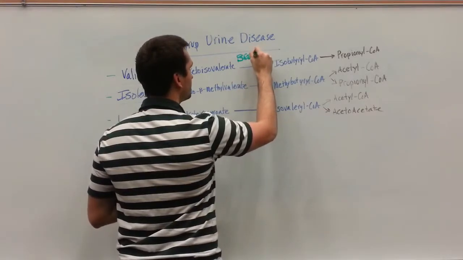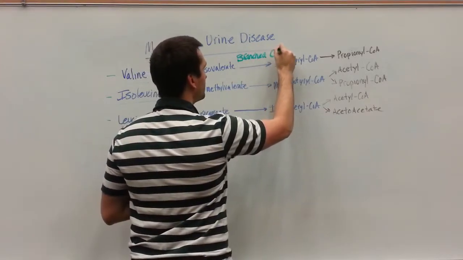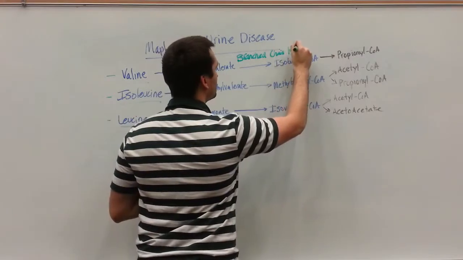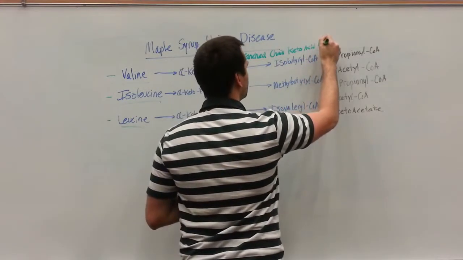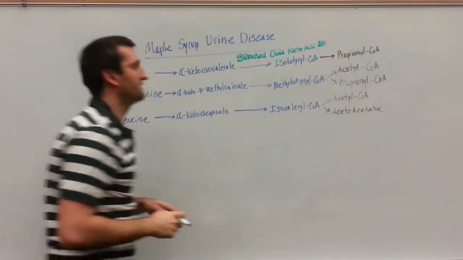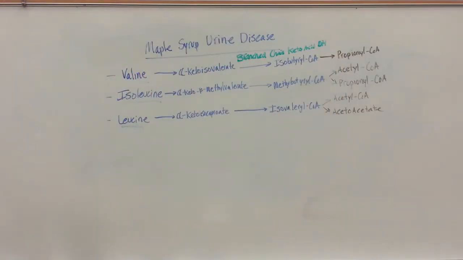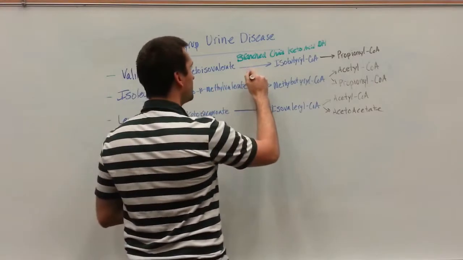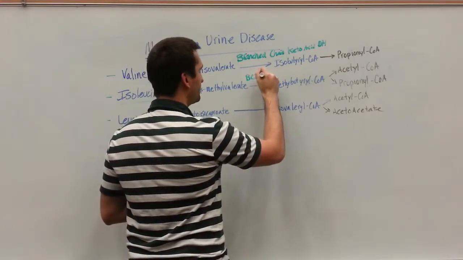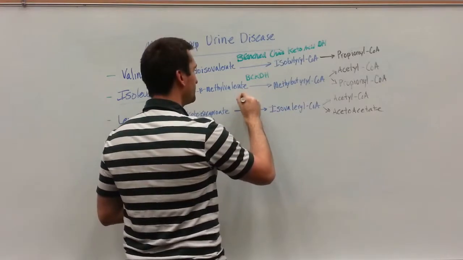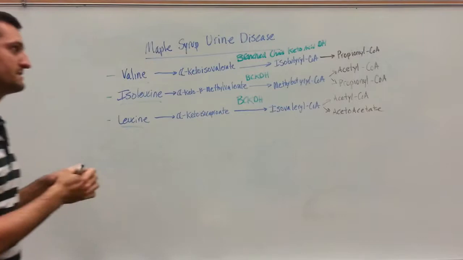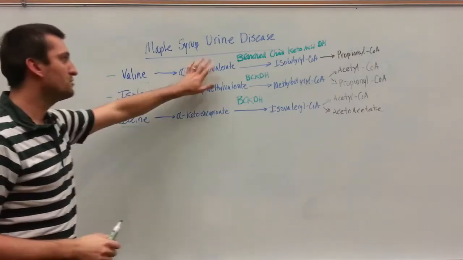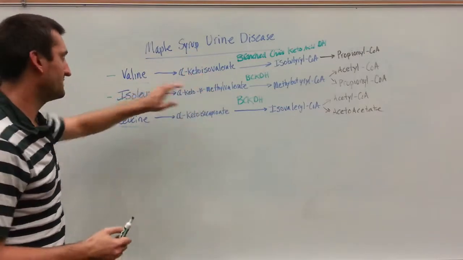Branched chain ketoacid dehydrogenase complex, also known as BCKDH. Much easier to write. Alright, so that's the enzyme that's going to be required. You may be able to just skip over this.